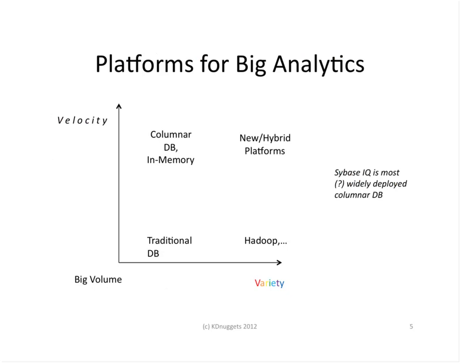It's no longer a one-size-fits-all relational database that can be used for all applications. Even if traditional DBMS can scale to larger volumes, they cannot handle all the velocity and variety of data. So we see a variety of different architectures, such as columnar databases, such as Sybase, and in-memory, and Hadoop, which is very popular for big volume and a very large variety of data. And there are new hybrid platforms that appear, perhaps a topic for a future webcast.